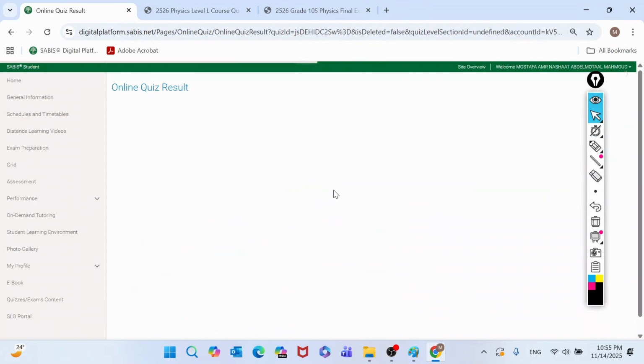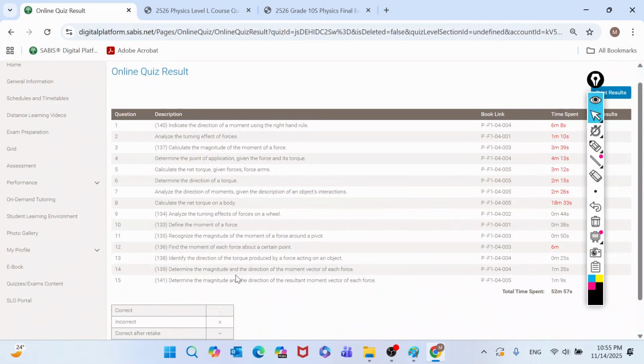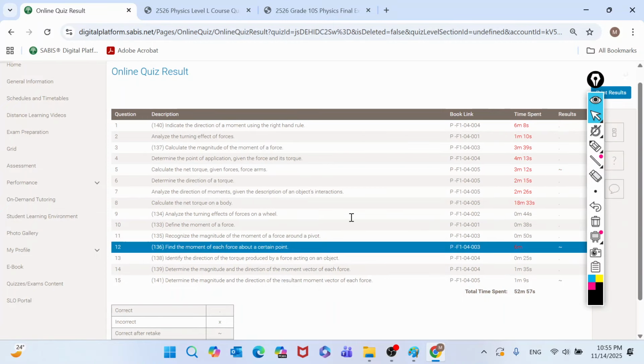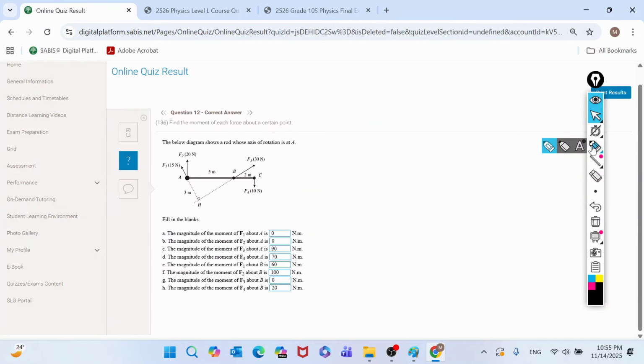Okay guys, question 12. The magnitude of force F1 is 15, and the distance is 0. So F1 about A: what's the distance between F1 and A? It's 0 because F1 is on A. Distance is 0, so the moment is equal to 0. F2 about A, distance is 0, so it's equal to 0.